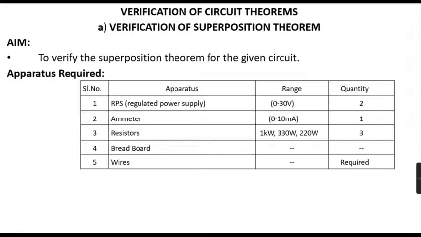Apparatus required: RPS (regulated power supply), ammeter, resistance, breadboard and wires. The resistance can be of different values. Whatever is given in the circuit, we will use that resistance. And the RPS is variable. We can give any input from 0 to 30 volt DC.